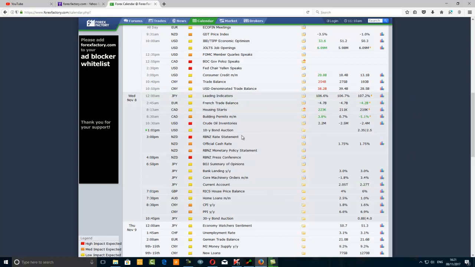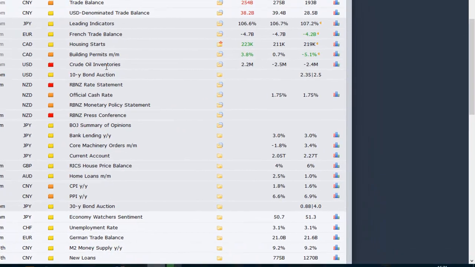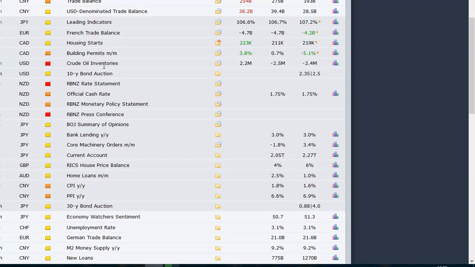Especially on Wednesday, we have crude oil inventory at 10:30 a.m. Eastern time. That's 3:30 p.m. London time, and that economy news is very important on Wednesday. Sometimes you may see a reaction straight away, or you may have what we call a muted reaction. So the bullish news is released, no reaction at all.